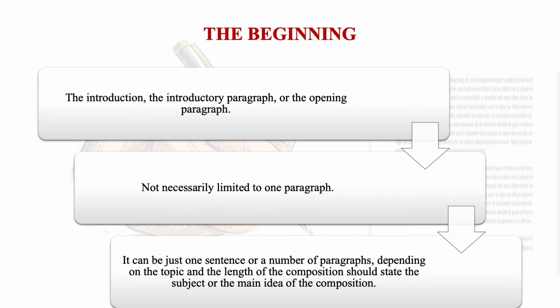One of the important aspects of the beginning part is that you should be able to state the subject or the main idea of the composition. Where we talked about the topic sentence, the topic sentence happens to be the beginning part of a paragraph. It's the topic sentence which gives us information about the main idea of the paragraph, the controlling idea or theme of the paragraph. So this is very, very important.